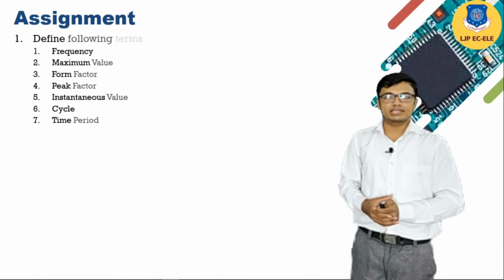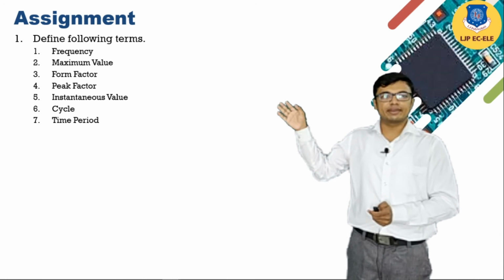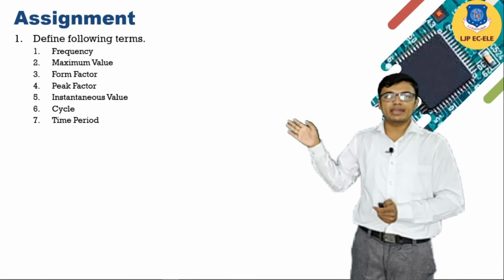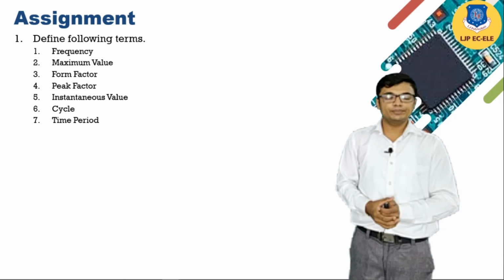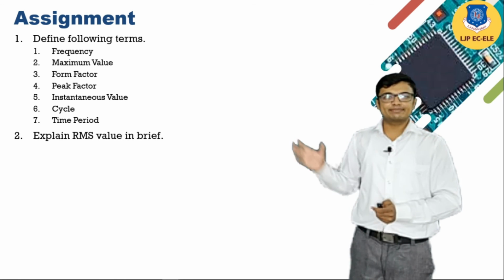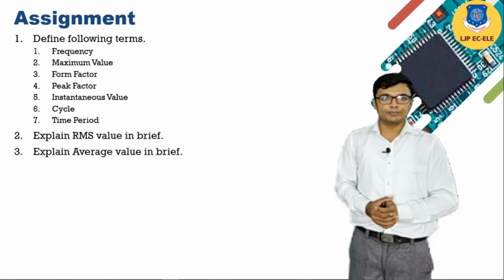Let me give some of the question for assignment. The first is define following terms, that is frequency, maximum value, form factor, peak factor, instantaneous value, cycle, time period. Second is explain RMS value in brief. Third is explain average value in brief.